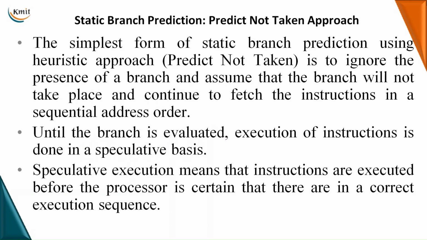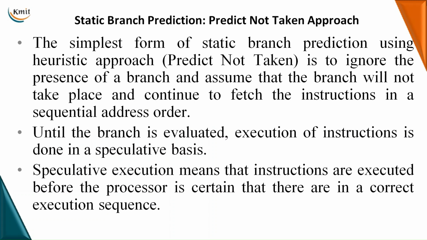In case of the first technique, the simplest form of branch prediction using the heuristic approach implements the predict not taken approach. In the predict not taken approach, we ignore the presence of a branch and assume that the branch will not be taken. When the branch is not taken, we continue to fetch the instructions according to the program order. So after the conditional branch instruction, the next instruction we fetch is the actual instruction which is present according to the program order and not the target instruction.